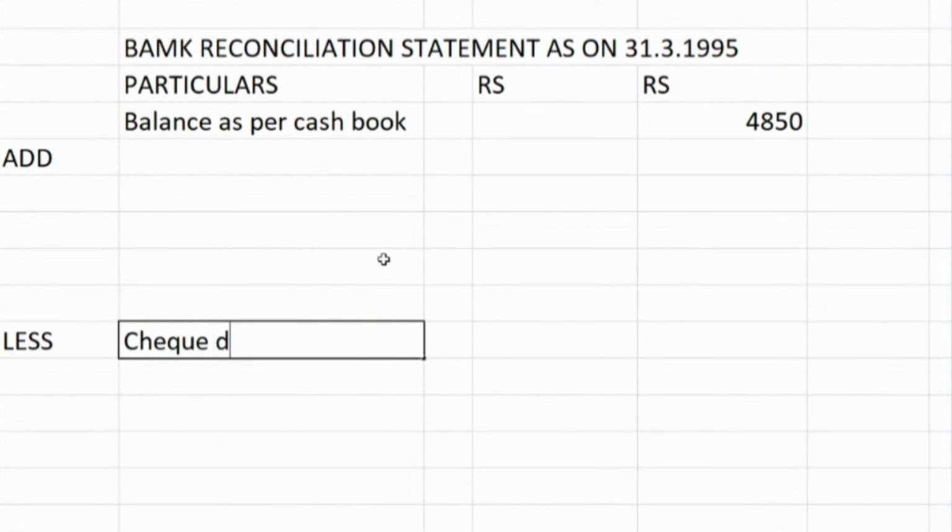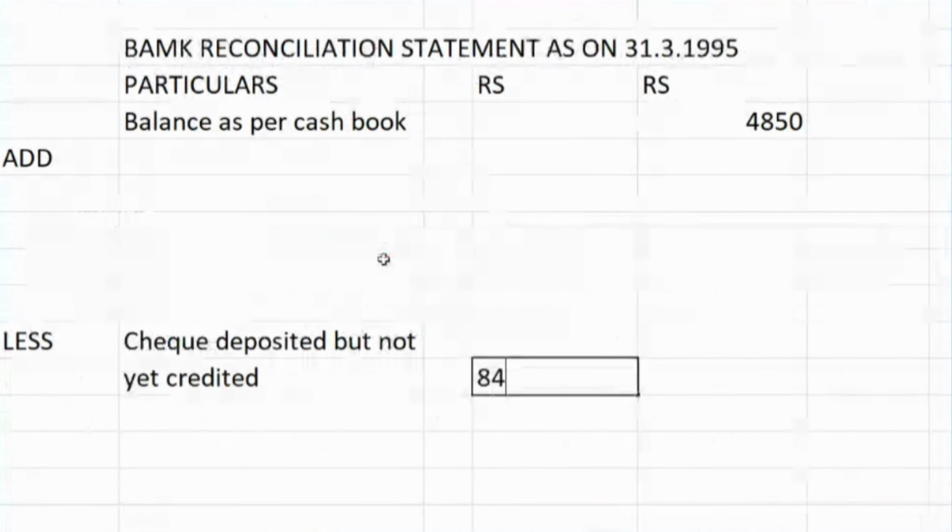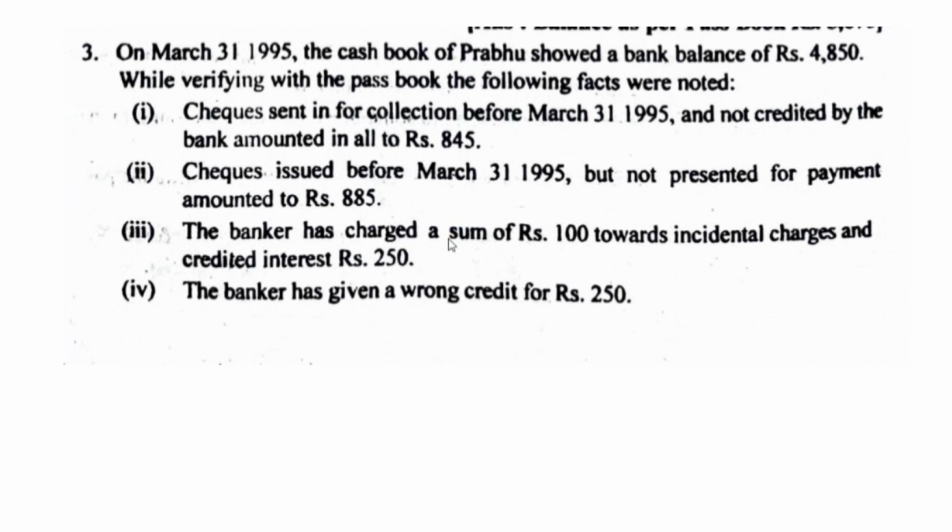So in your bank reconciliation statement, come to the less category and write the first statement, which is check deposited but not yet credited, and write the amount in the inner column, that is 845 rupees. Next transaction is check issued before March 31st, 1995 but not presented for payment amounting to rupees 885.